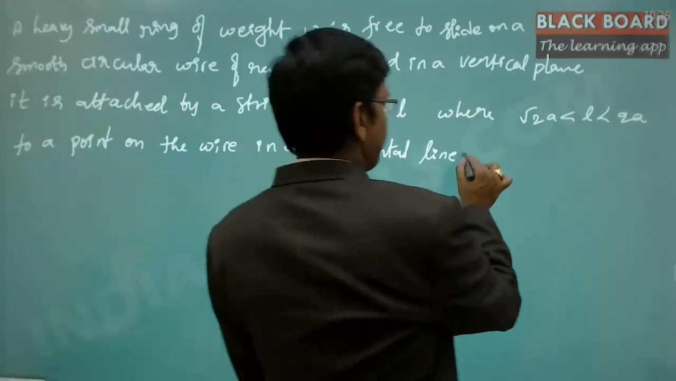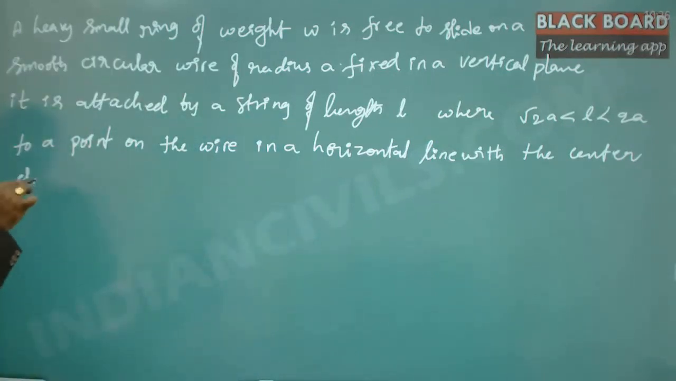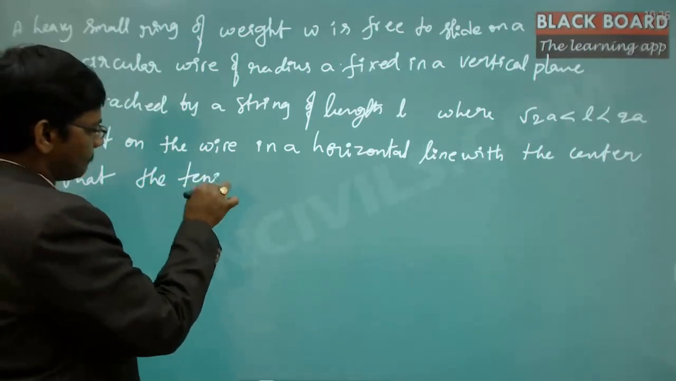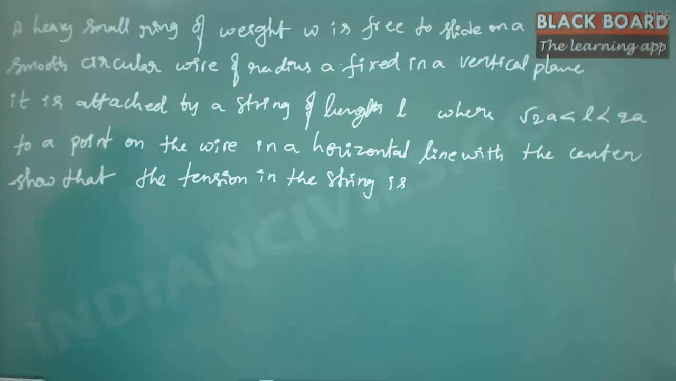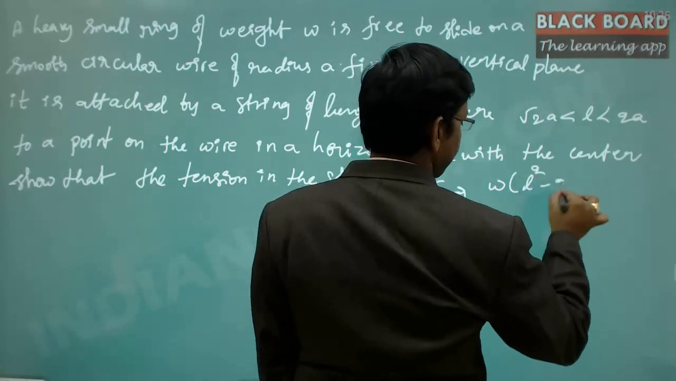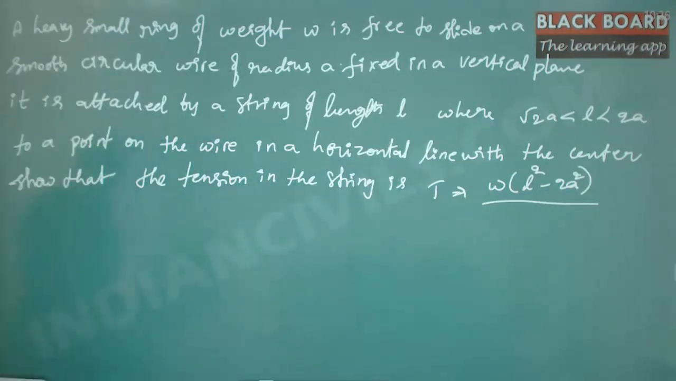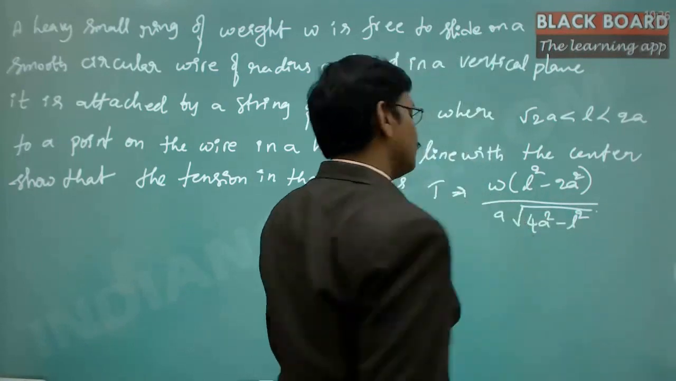Show that the tension in the string is W times of L square minus 2a square divided by A times of square root of 4a square minus L square. So this is what actually he asked us to prove.